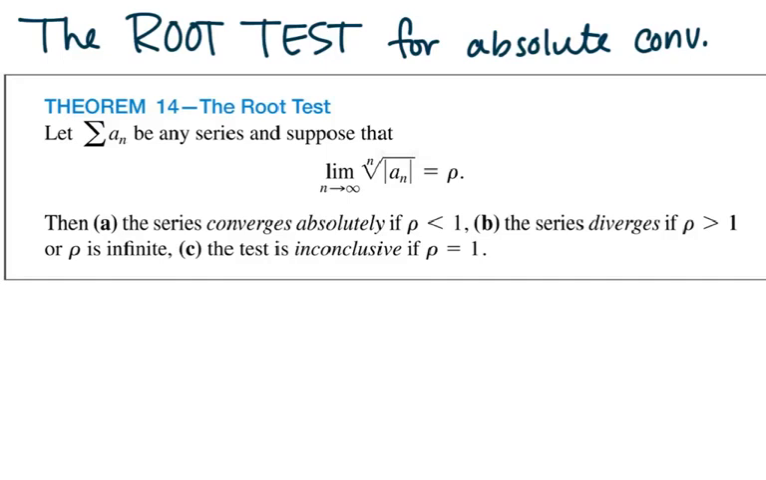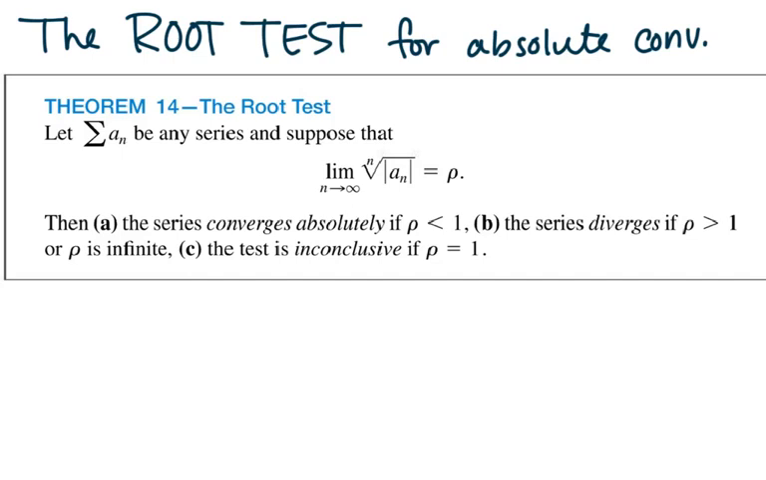Hello, and for our last video in this series, we're going to talk about the root test for absolute convergence. So again, suppose we have any series. If we take the nth root of the absolute value of the nth term, and we look at that limit to infinity, just like we did with our ratio test for absolute convergence, that's going to be equal to some rho value.